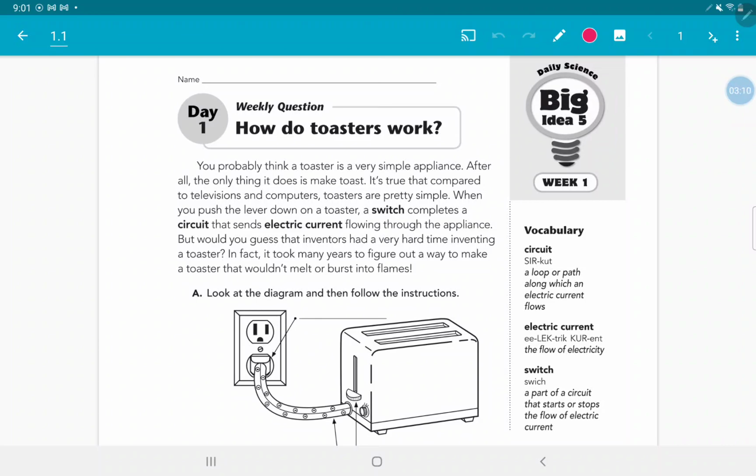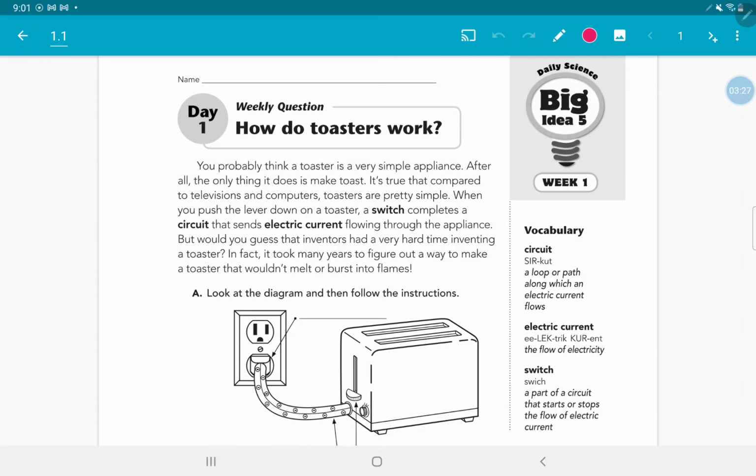We've got 3 vocabulary words today. The first one is a circuit. I mentioned that word just a second ago. A circuit is a loop or a path through which an electric current flows.